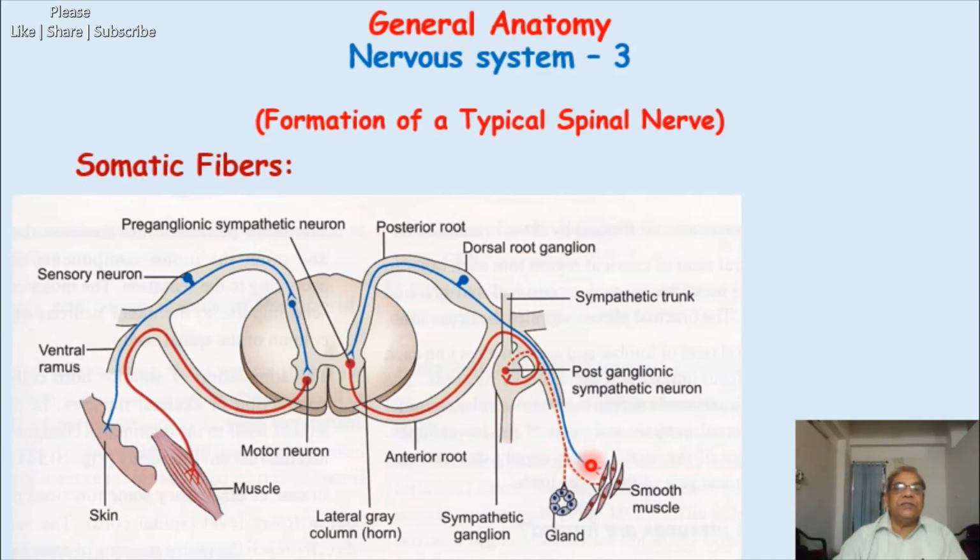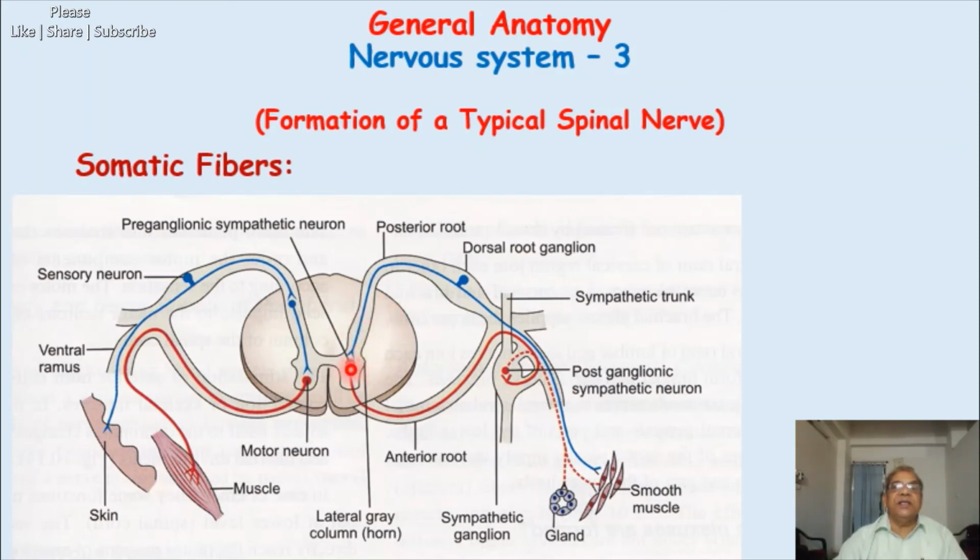Now the sensory component of the visceral fibers is exactly the same as that of the somatic fibers, because their neuron is located in the dorsal root ganglion. Only they begin here from smooth muscle, glands and viscera, and they carry the sensation which ultimately terminates in the dorsal horn cell of the gray matter of the spinal cord.